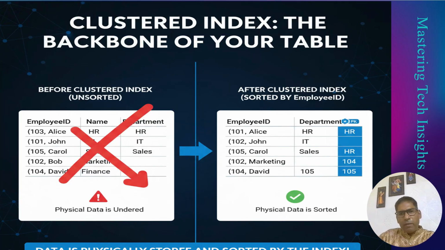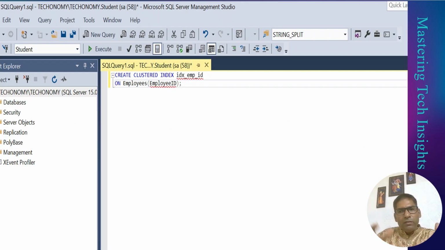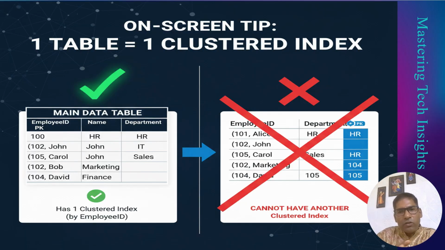Now let's talk about the clustered index. A clustered index determines the physical order of data in a table. You can think of it like the backbone of your table. Data is actually stored and sorted based on this index. In this example, all employee records will be physically stored in ascending order of employee ID. Each table can have only one clustered index because data can only be stored in one order.